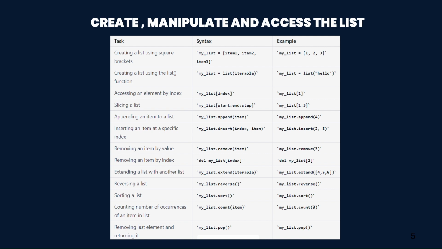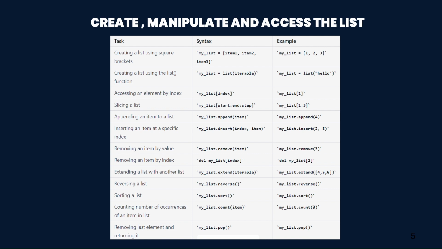It will leave the 3 because n minus 1th term is given. Alright. Then comes appending an item to a list. So appending an item means we are adding only one item at the end of the list. To append an item in a list, we will write list name dot append, and in the bracket we will write the item name, which we have to add at the end.